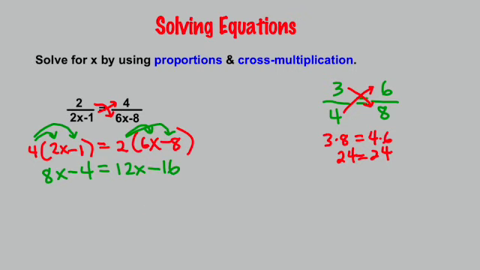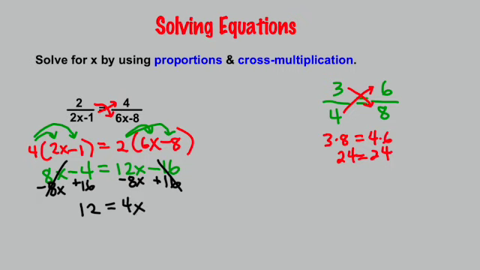This time I'm going to subtract 8x on both sides. So in other words, I'm getting rid of x's over here, but I'm going to have some x's left over on the right side, which means I now need to move these numbers to the other side by adding 16. And negative 16 plus 16 is nothing, so I'm going to add 16 over here. 16 minus 4 would be 12, and 12x minus 8x would be 4x.